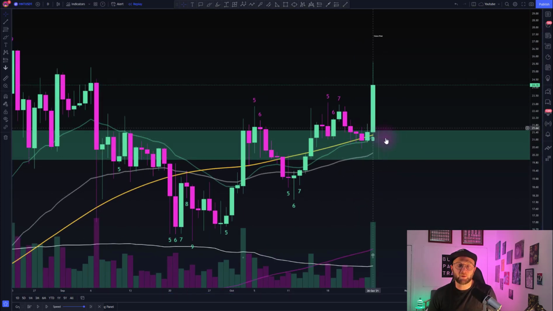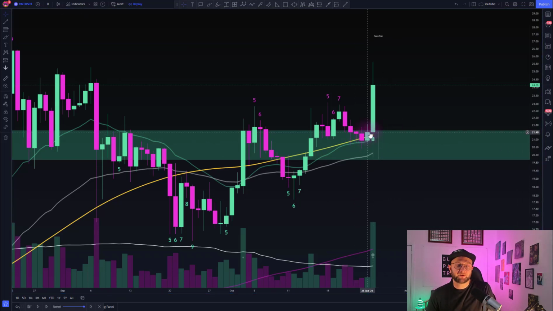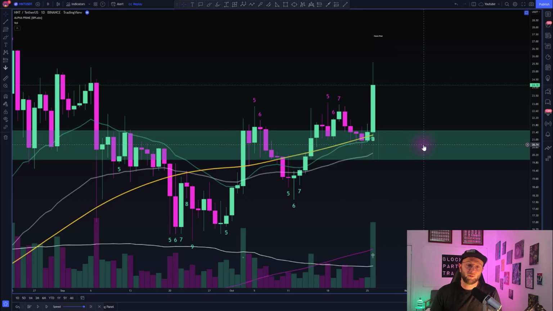So we can see here that we are in an area of resistance. So we can see just here that when this candle was about to switch over, we're in a channel of what is basically, at the time, support, but then it flipped to resistance.